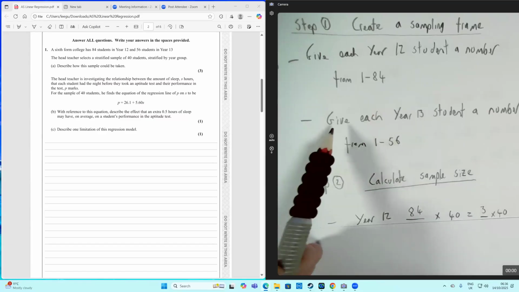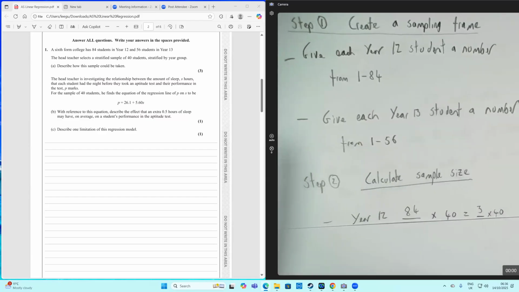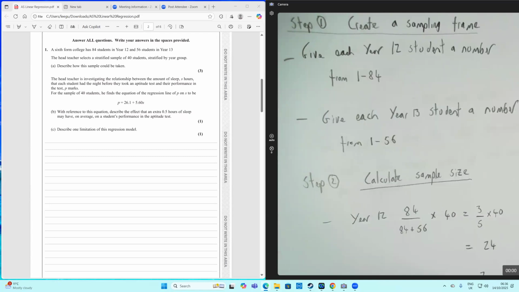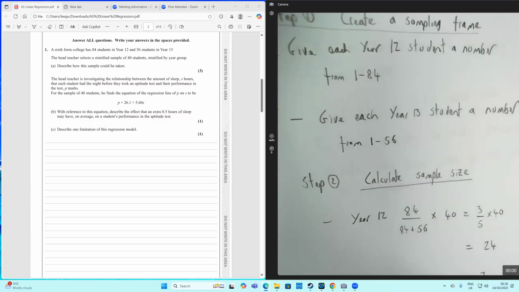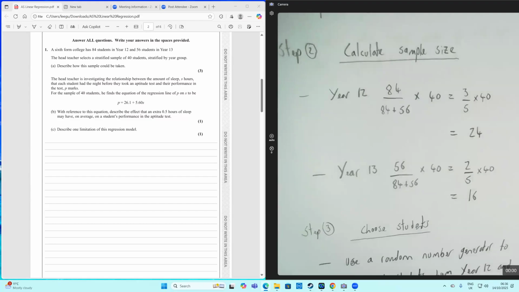And we need to give each year 13 student a number from 1 to 56. Okay, so we're creating our sampling frame. The second step is we need to then calculate the sample size. Okay, so how many students are we going to ask from year 12, and how many students are we going to ask from year 13?